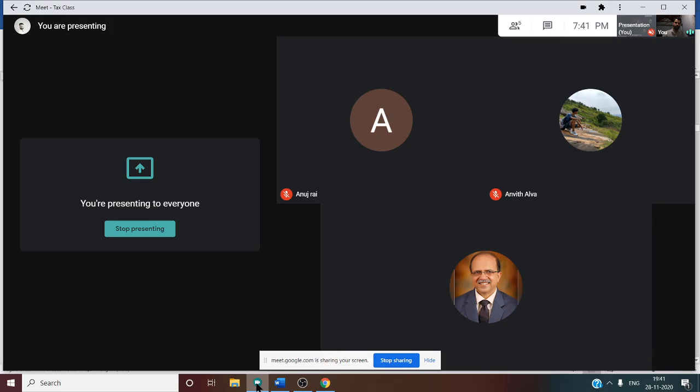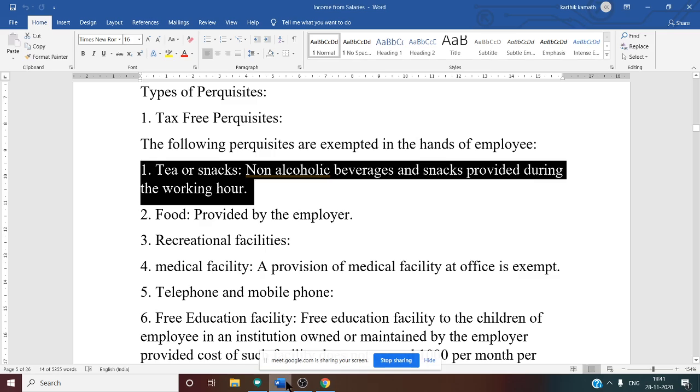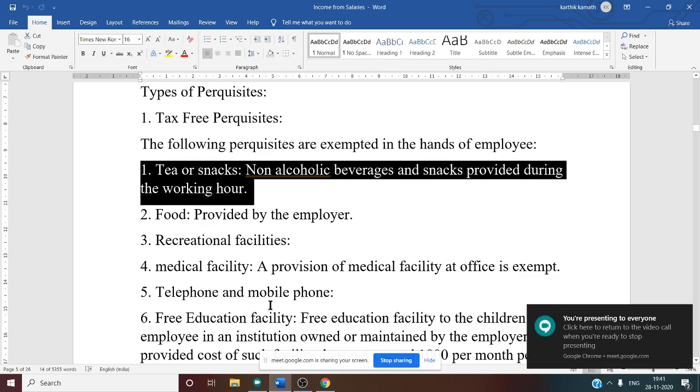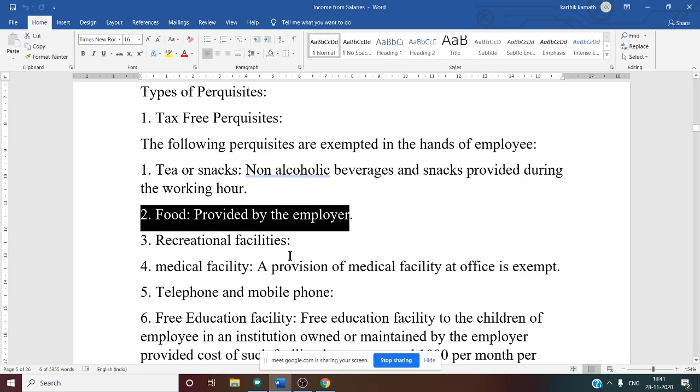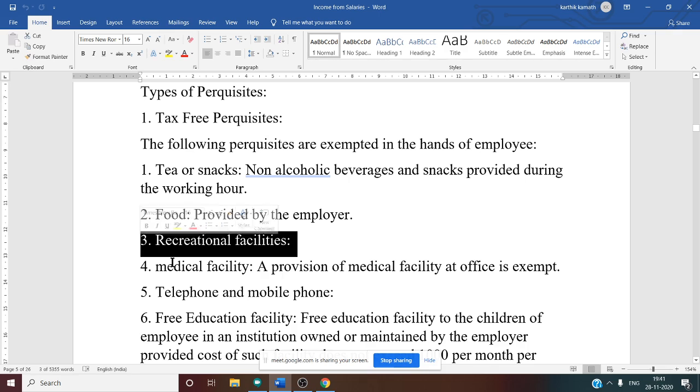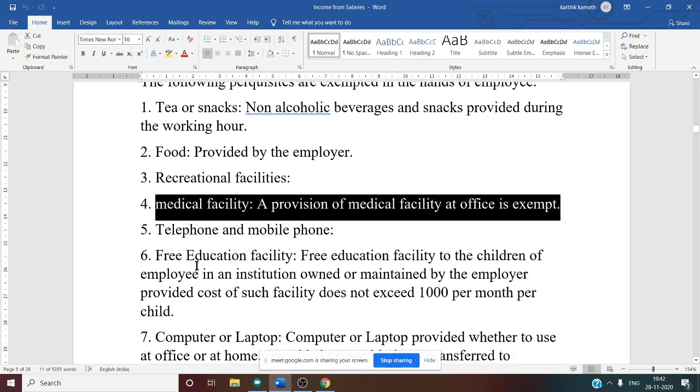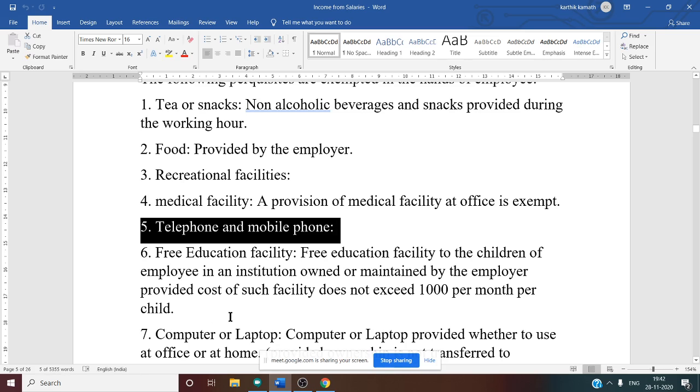So if you are working in an office, there may be some tea break. Then a snack will be provided by the employer to all the employees. Suppose there are 10 to 15 members working in one organization. If a snack is provided to them during the tea break, it is exempt from tax. Similarly, food provided by the employer is also exempt from tax. Recreational facility is also not taxable. Medical facility, a provision of medical facility at the office, is exempt. Telephone and mobile phone, again, is not taxable.